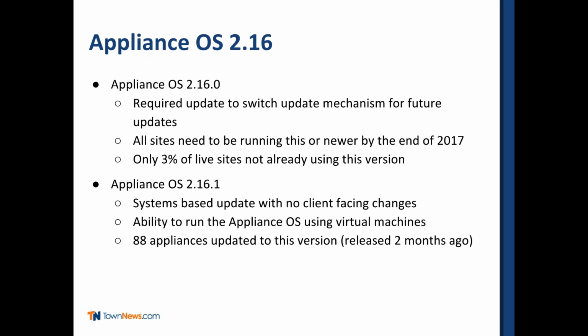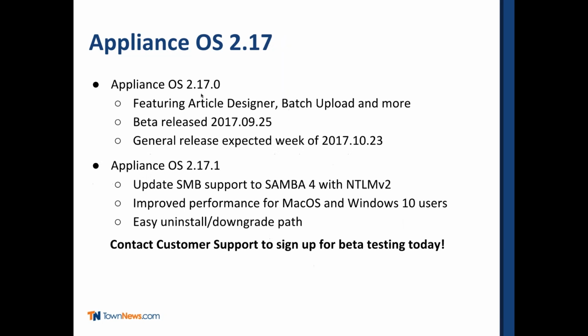We're talking today about this OS 2.17.0. That gets you the batch update, gets you the article designer. And then here's the issue. The beta was released a month ago, almost, on September 25th. And just this morning, we had our first site install the beta. And because of that, it delays everything else for the rest of the year. And there's some really good stuff coming. So we're going to talk about that.